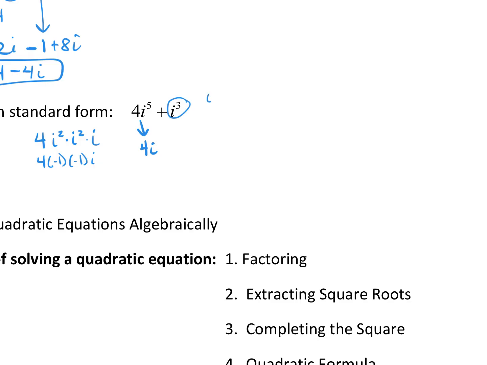i to the 3rd, we can rewrite that as i squared times i. i squared is negative 1, so it's minus negative i. So this is going to be minus i. And then I just subtract, so it's 3i. It's simplified to 3i.